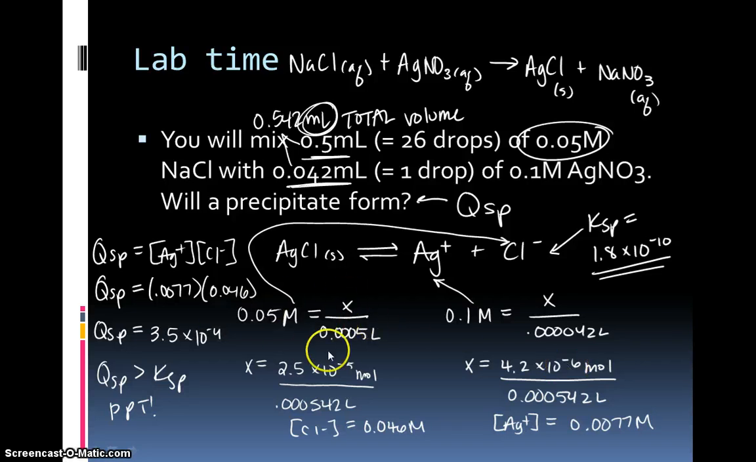I'm going to do the same thing for my Cl. I'll have my 0.05 molar times the volume, and then solve for X, which gives me 2.5 moles that I'm adding of my Cl minus ion.